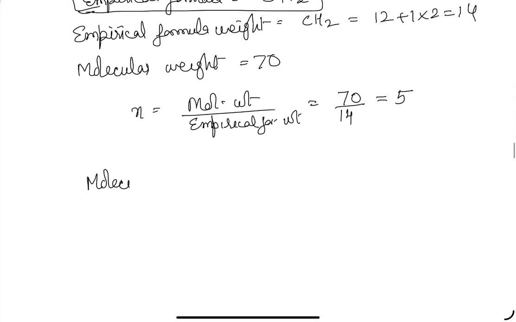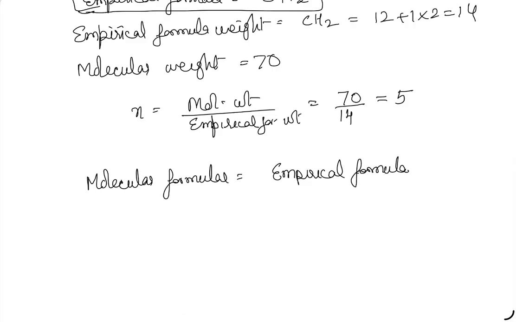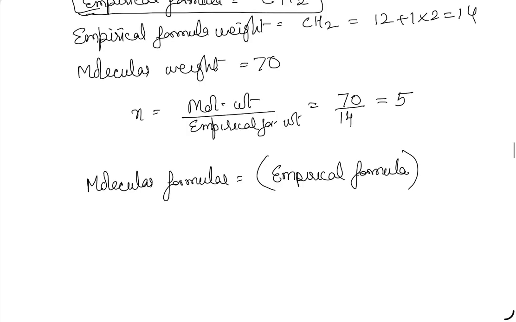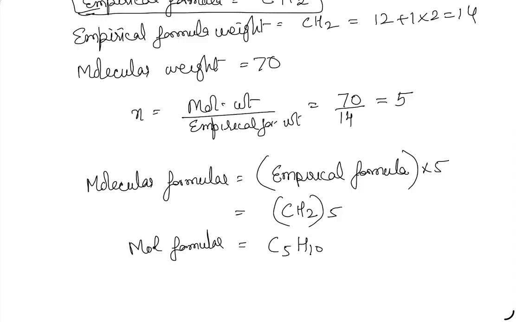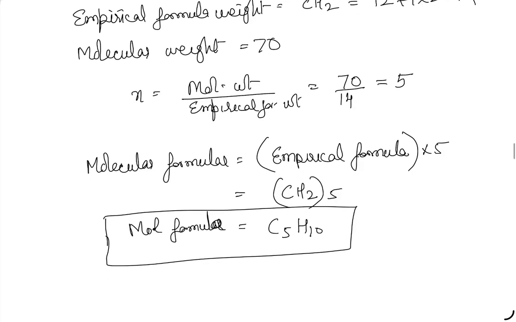So now my molecular formula is empirical formula times 5. So I will do that many times of the empirical formula. So if my empirical formula I got is CH2 and I do 5 times that, I will get C5H10. So my molecular formula for this numerical is C5H10. So we got the answer here.